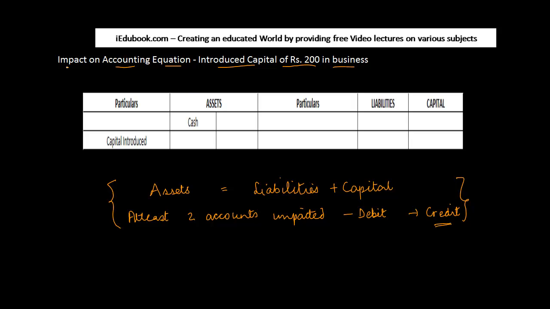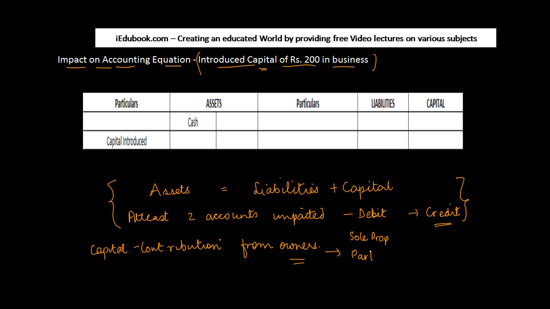So we have to ascertain the impact on accounting equation of the following transaction. Introduced capital of rupees 200 in the business. Let us understand what does this mean to us. Whenever you are introducing capital, do you understand the meaning of capital? Capital is basically the contribution from owners.